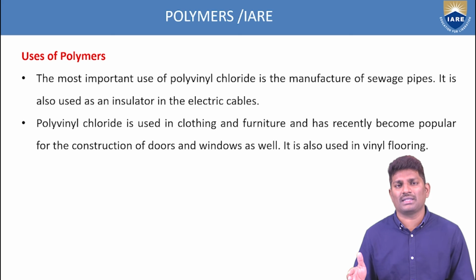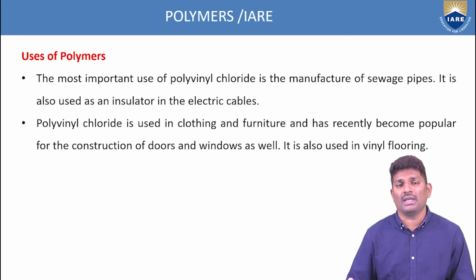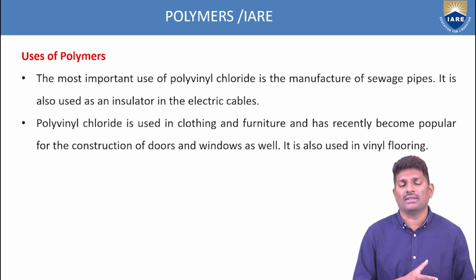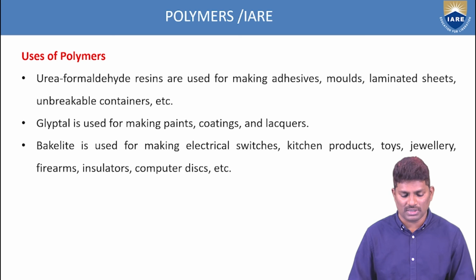Now, if you want to select a particular application, before selection of the material you have to know the properties of these materials. Once you know the properties, it is very easy to identify whether this material is suitable for flooring, door or window preparation, insulation of electrical cables, sewage plants, or n number of applications. So first of all, you have to know the characteristics, the properties, whether chemical or mechanical. Then only you can decide the particular material for the required application.